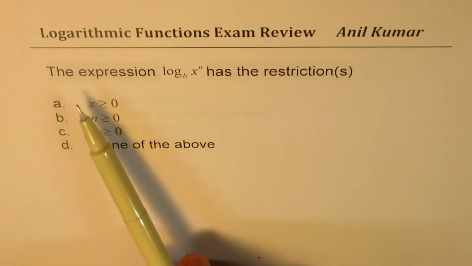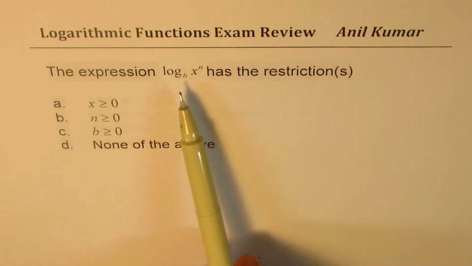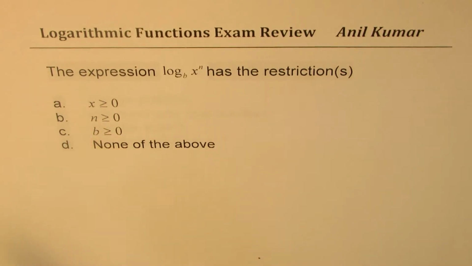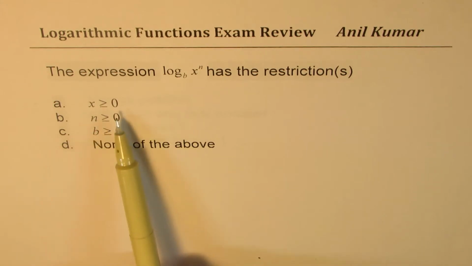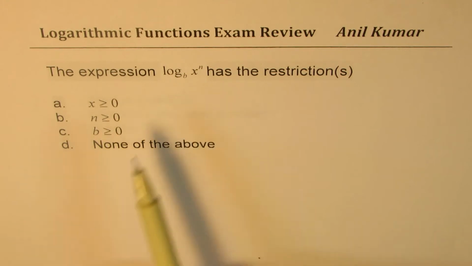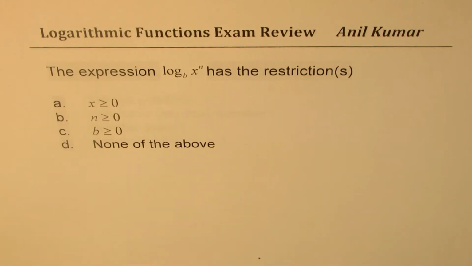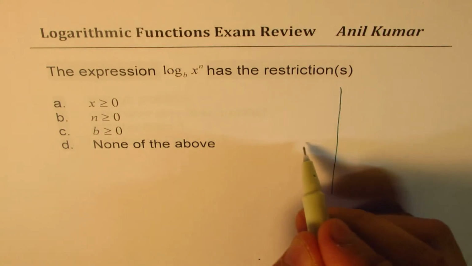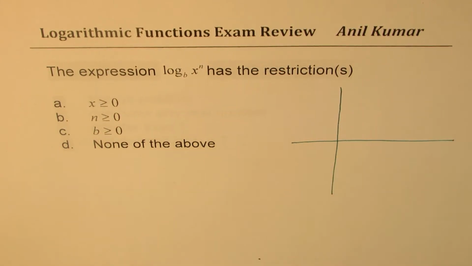The question here is, the expression log to the base b of x to the power of n has the restrictions, one of these: x greater than or equal to 0, n greater than or equal to 0, b greater than or equal to 0, or none of the above. So you can always pause the video, answer the question, and then look into my suggestions.